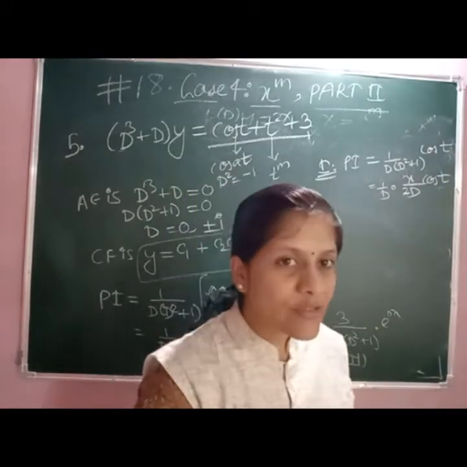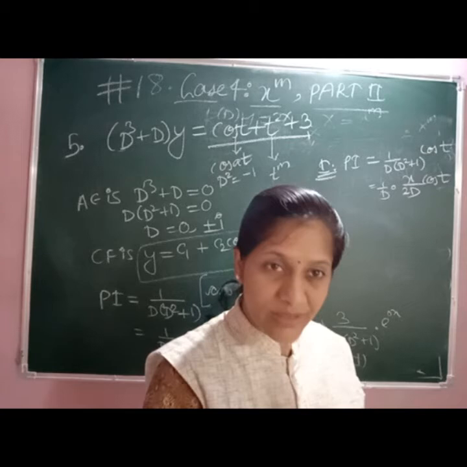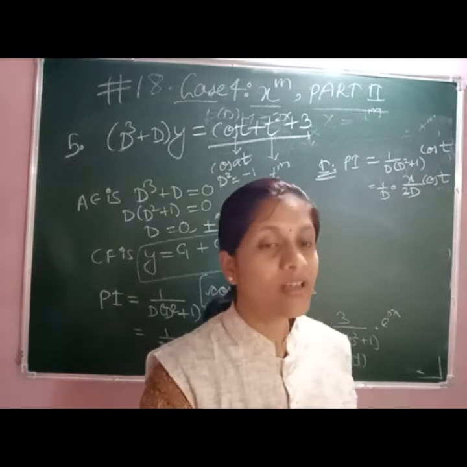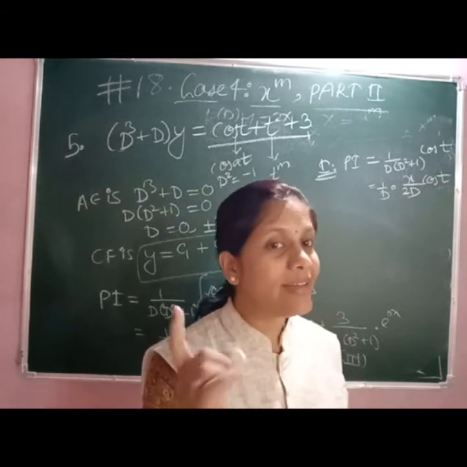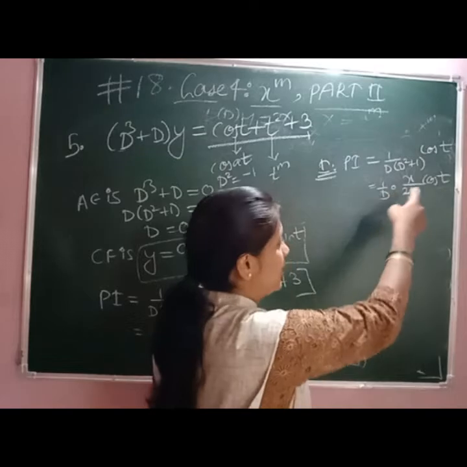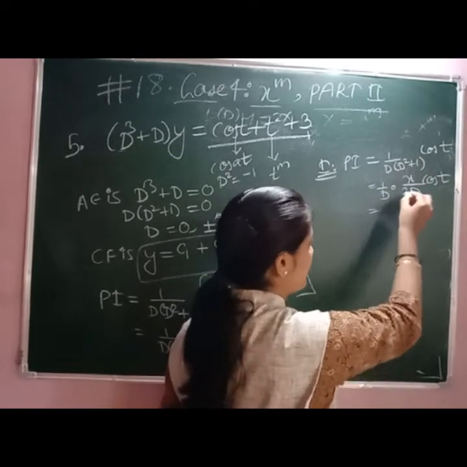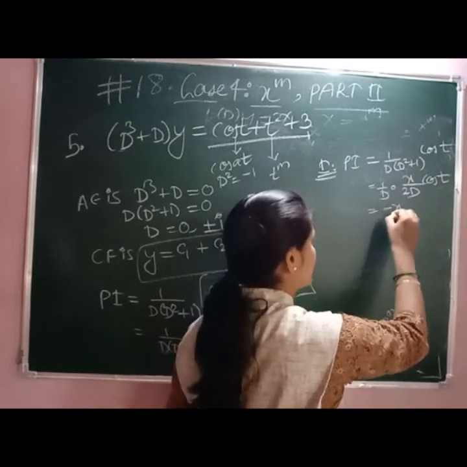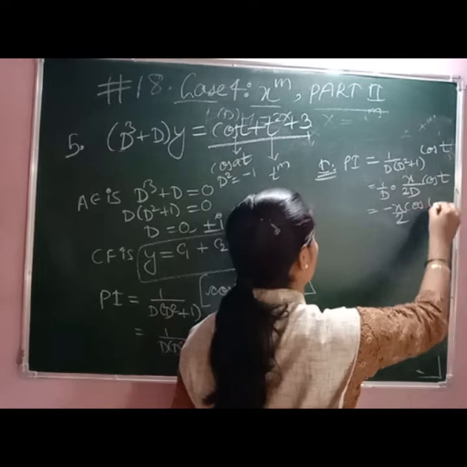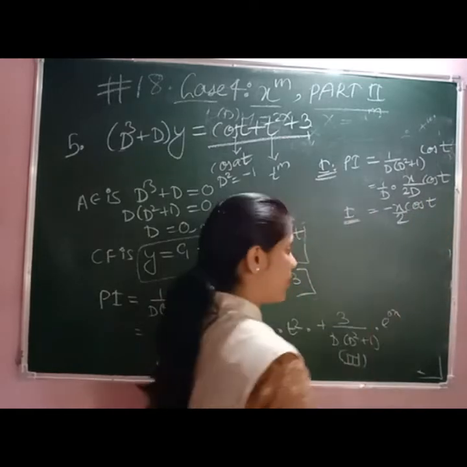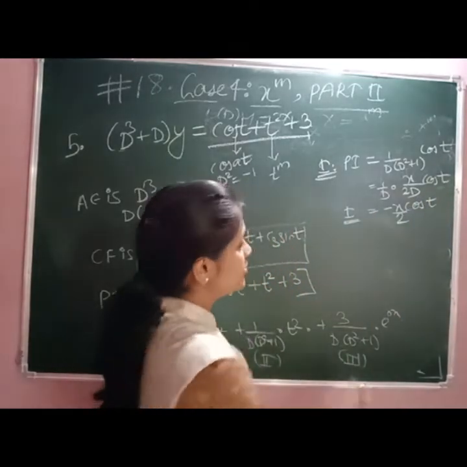Now whenever cos x form is there, either you can integrate 2 times and you will get the same answer, or directly D square equal to minus a square we can put. So D into D square, D square is minus 1. So minus x by 2 cos t. So first one we have already got. Now let us do the second one.